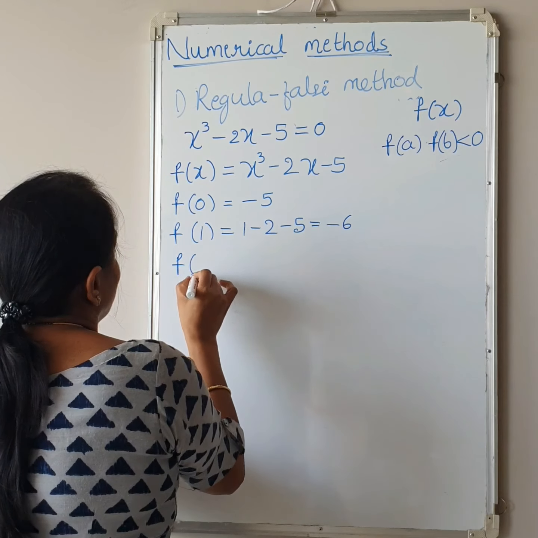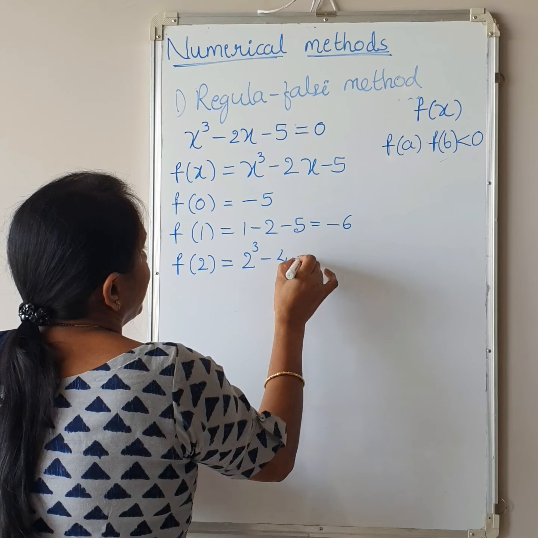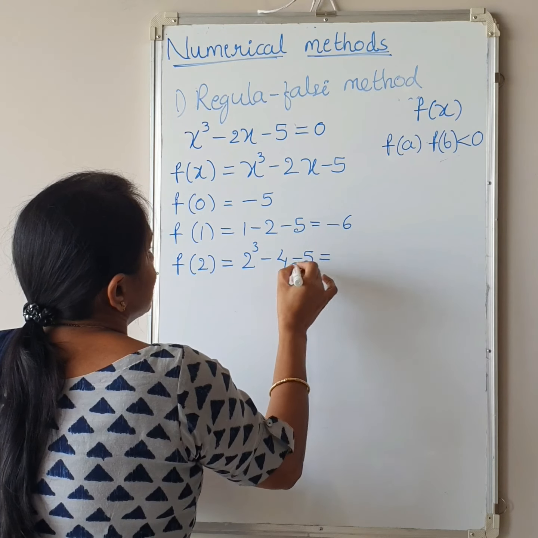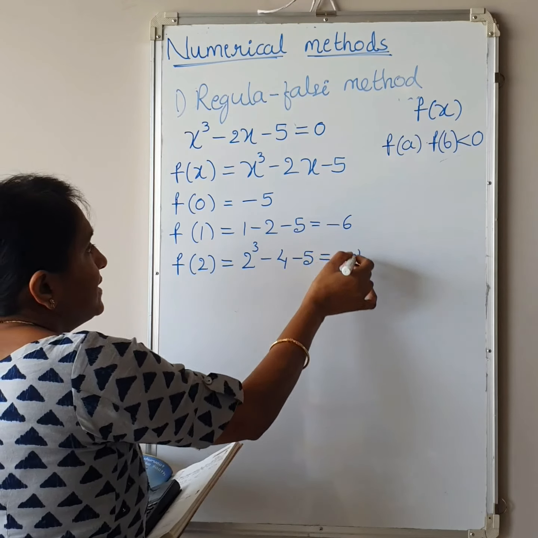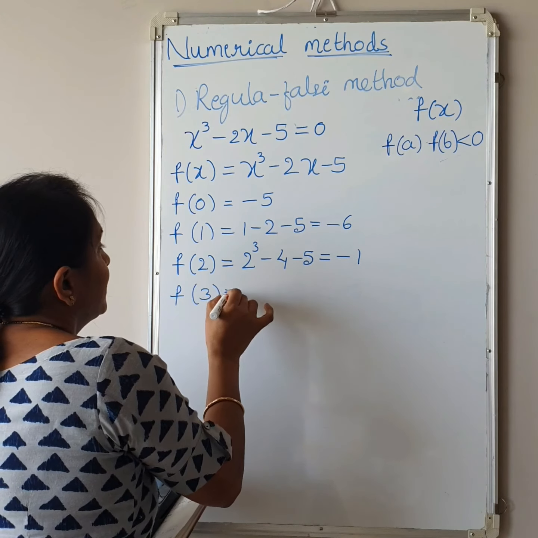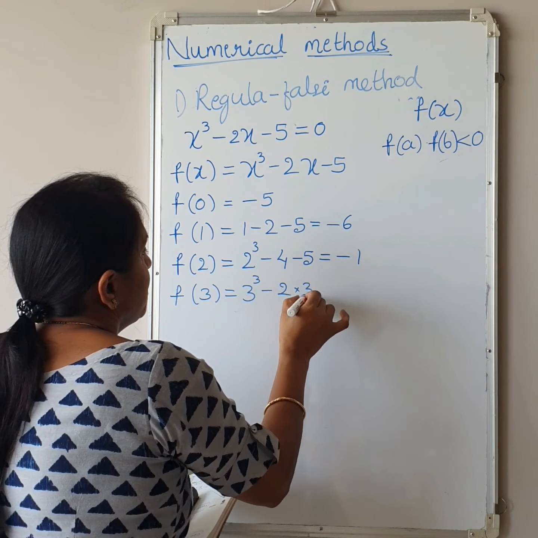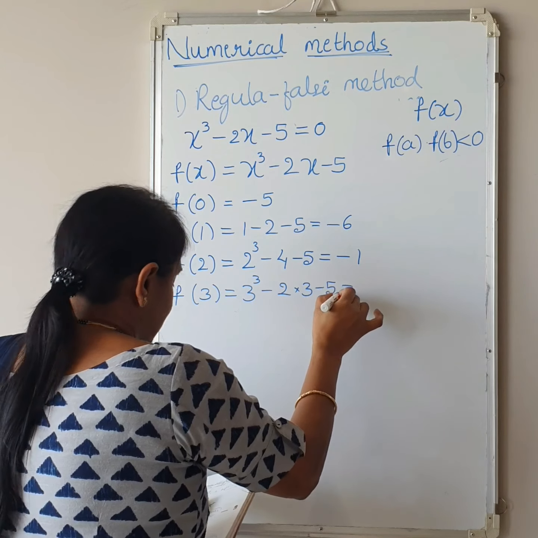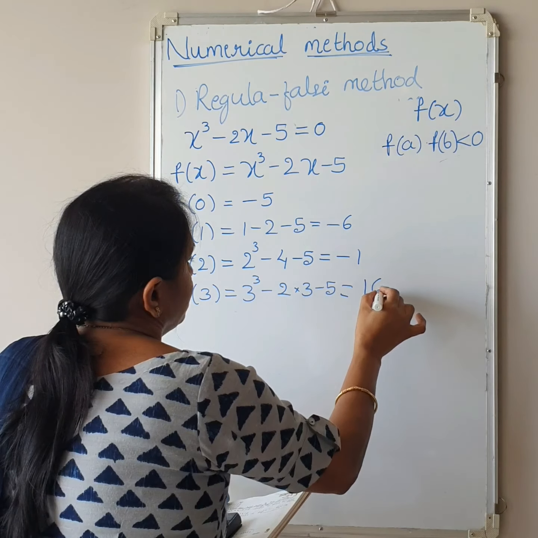Check next one, f of 2. What we will get here? 2 cube minus 4 minus 5. Answer is minus 1. Again it is negative. Next consider f of 3. What we will get here? It is 3 cube minus 2 into 3 minus 5. F of 3 is 16.